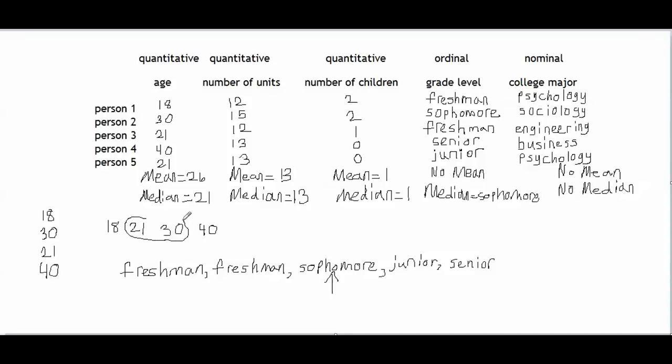How can we find the median if we have 2 middle values? What you do is you add the 2 middle values and divide the total by 2. You find the mean of the 2 middle values. And then the mean of the 2 middle values is the median. The median of these 4 numbers down here is 25.5.